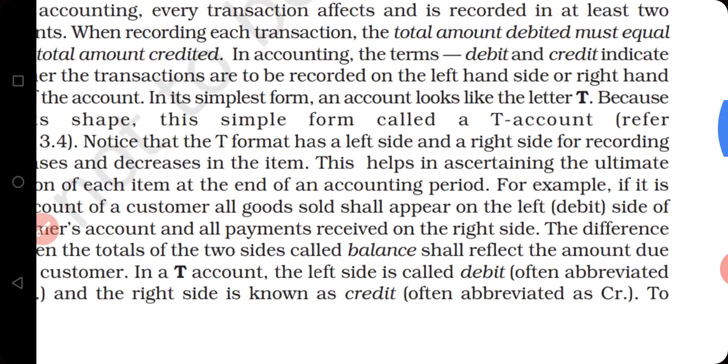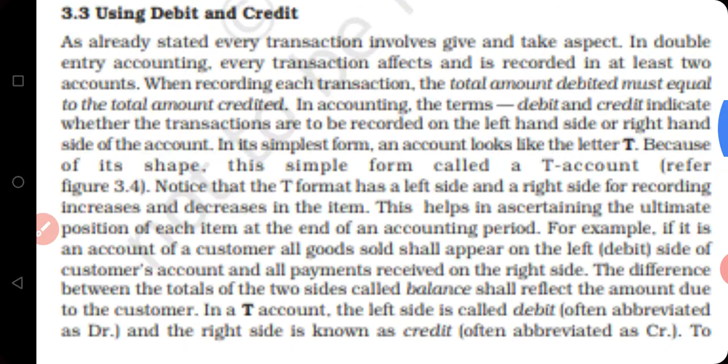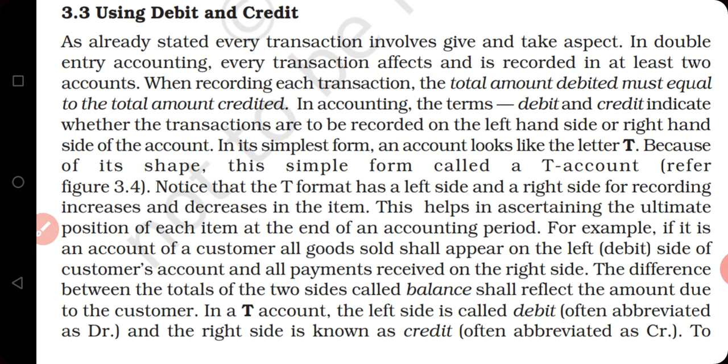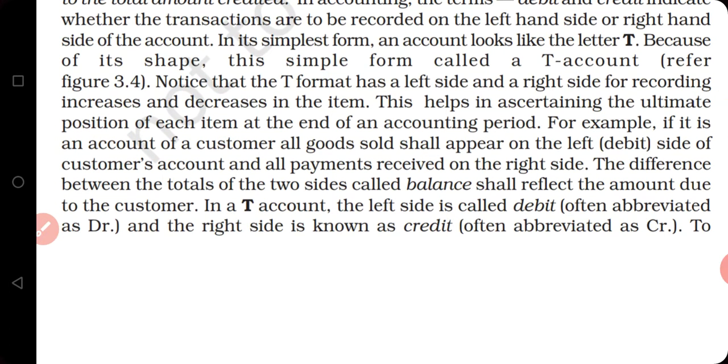So now you will learn what an account is. An account is a T-shaped format. You will prepare a big T, and two sides will be there. The left side will be the debit side, and the right side will be the credit side. What is an account, how you will prepare it, and what is the utilization of this account, you will see ahead. I am showing you.